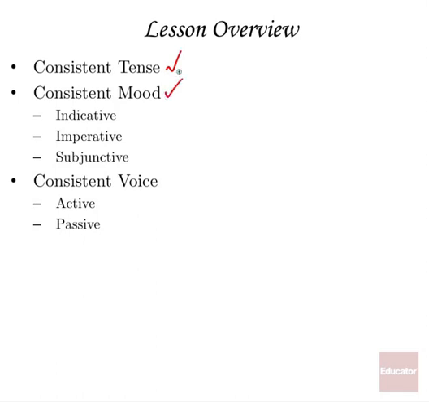Then we're going to look at consistent mood in grammar. We're going to look at the three main moods in English grammar: the indicative, the imperative, and the subjunctive, which was covered a little bit in our lesson on conditional tenses. And finally, we're going to look at consistent voice, when to use the active voice and when to use the passive voice. Believe it or not, Microsoft Grammar Check is very often wrong. There are cases where you should use the passive voice, but not as many as you think.